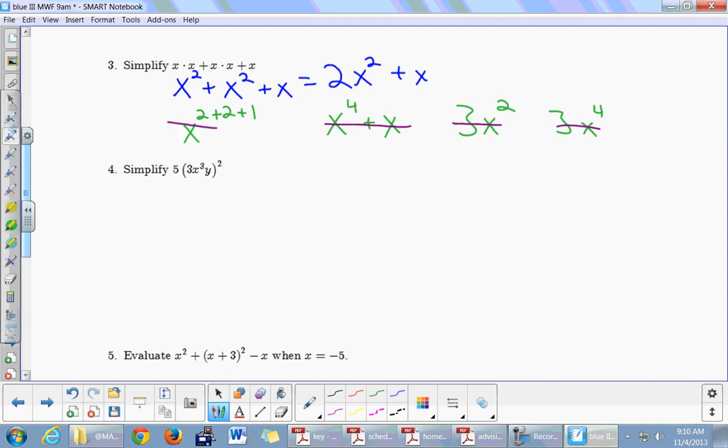The 5 sitting in the front is associated with what operation? Multiplication, which is further down. It's just below the exponents in our list. So we got to handle that exponent first. So I'm going to write something again, completely optional, but I encourage you to write it until you get comfortable. (3x cubed y) squared really means 3x cubed y times 3x cubed y. Agree? That's what squaring something means. Write it twice, multiply together.